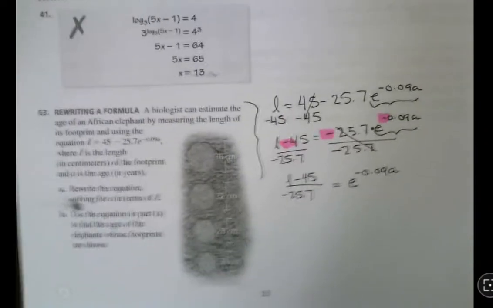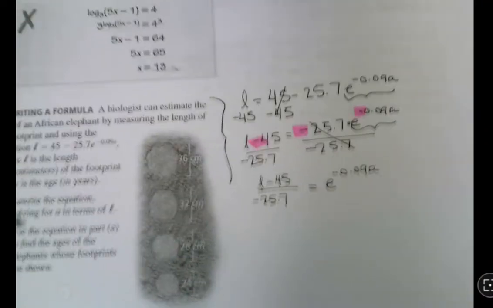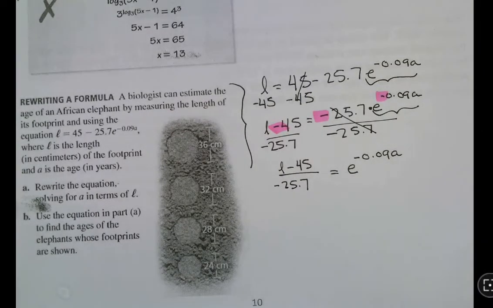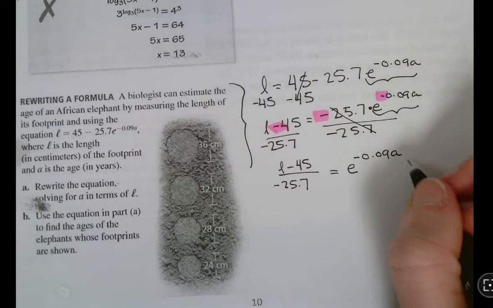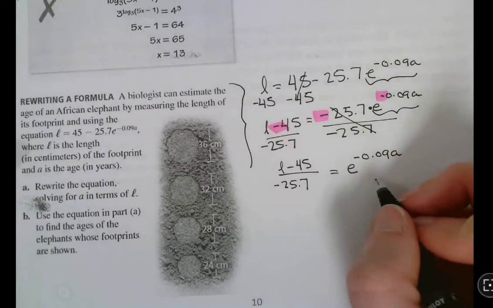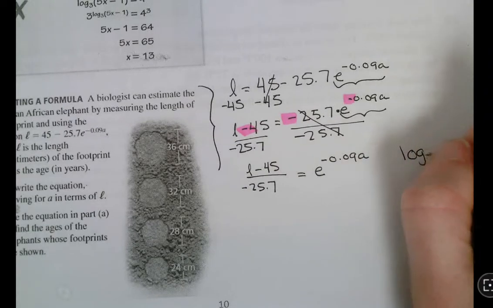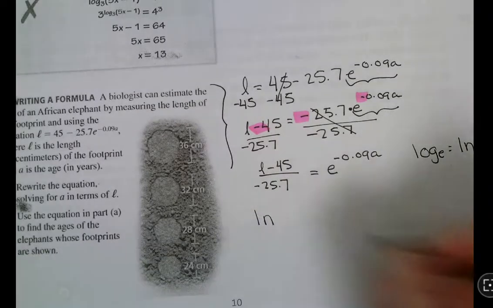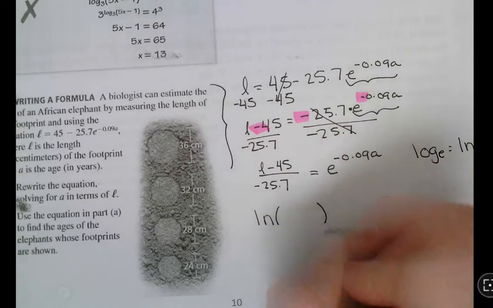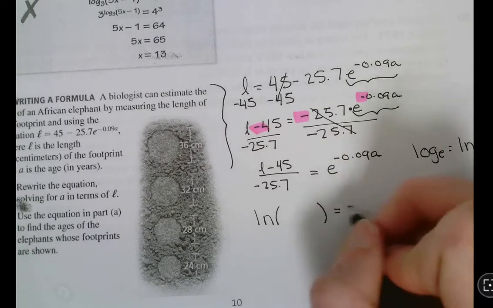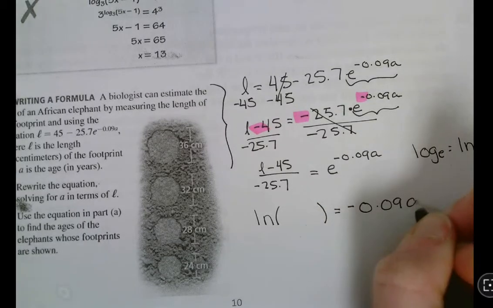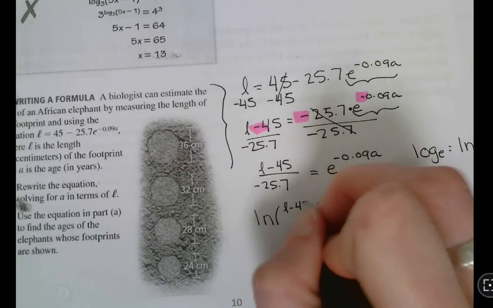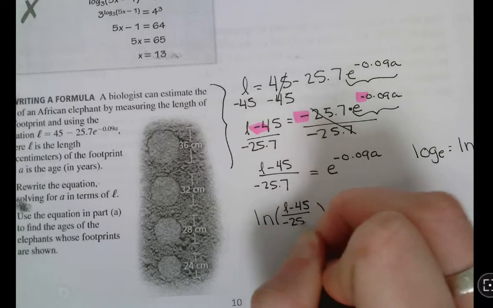So if I'm looking at this, I have an exponential function, and the variable is in my exponent. I'm going to rewrite this as a log. To rewrite this as a log, my base is e. Remember, a log base e is just ln. So I'm going to have an ln here, and it has to be equal to my exponent, so I'm going to put that over here. Whatever is left goes on the inside, L minus 45 over negative 25.7.